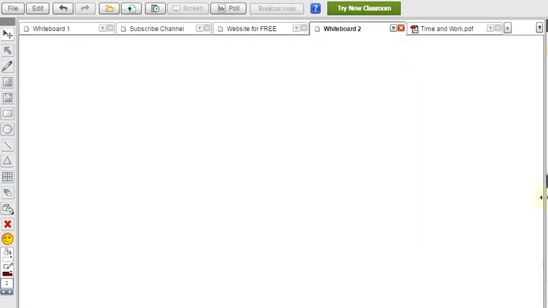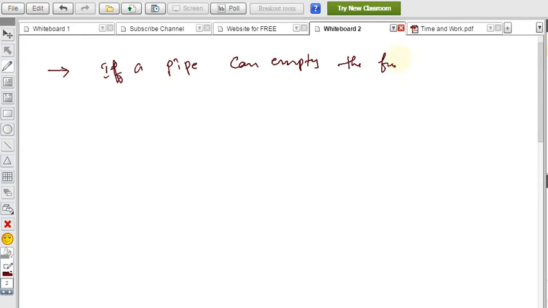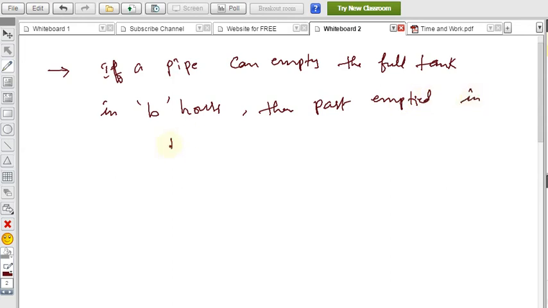Two more points are there, I'll tell you. If a pipe can empty the full tank in B hours, then the part emptied in 1 hour is equal to 1/b. Just as we take filling, emptying is the same.